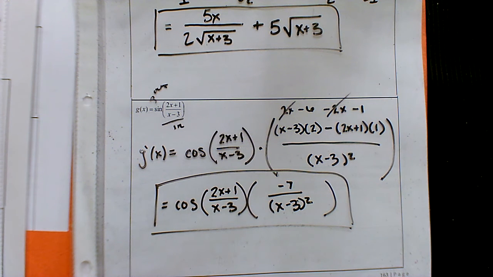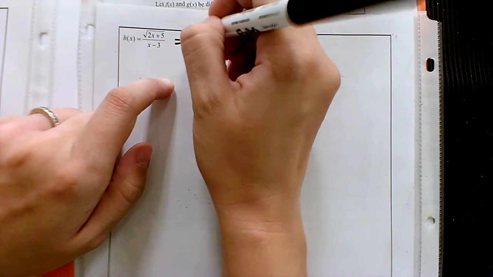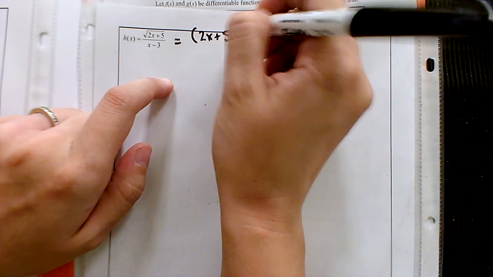Are we doing okay? Kind of? Pretty good? We're gonna try one more. Okay, this will be the last one before the bell rings. Okay? Take a look at it. Rewrite it if you have to. I suggest that every single time you see a root, rewrite it.